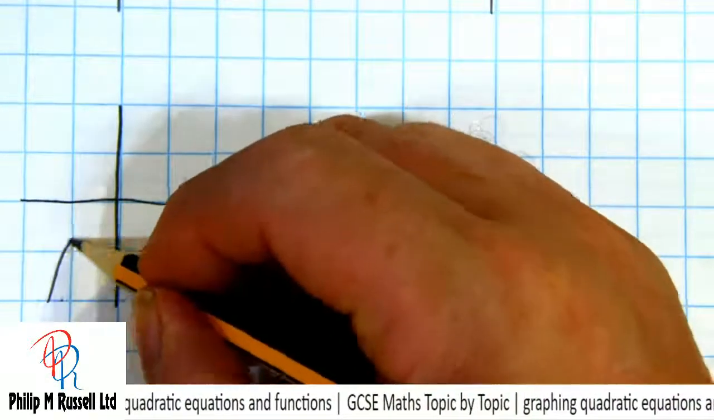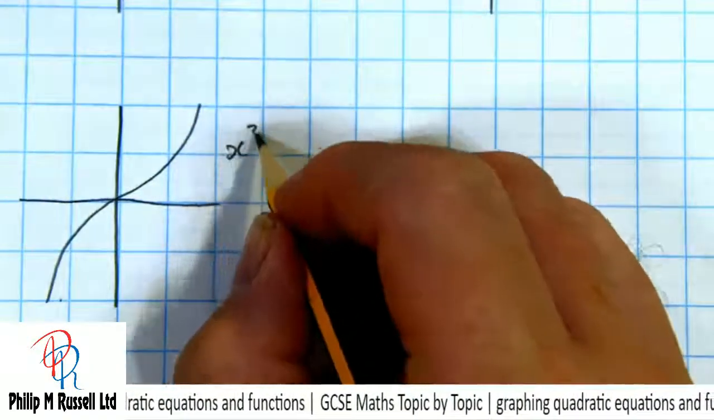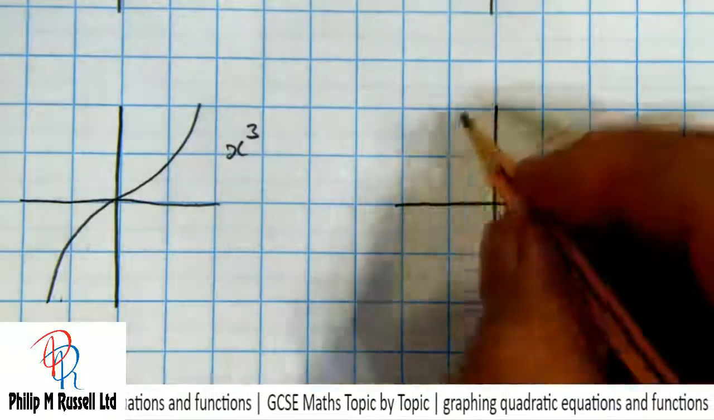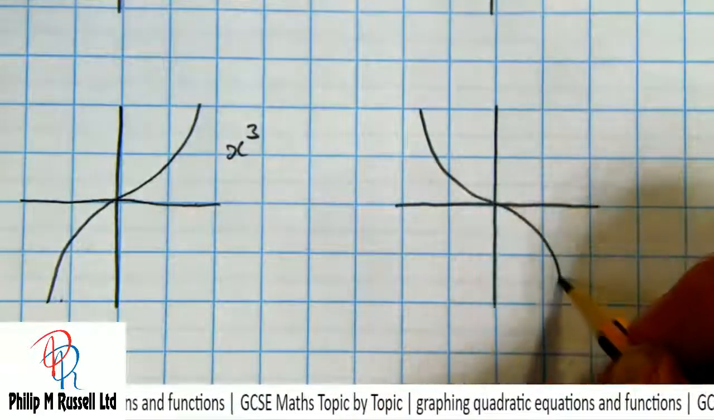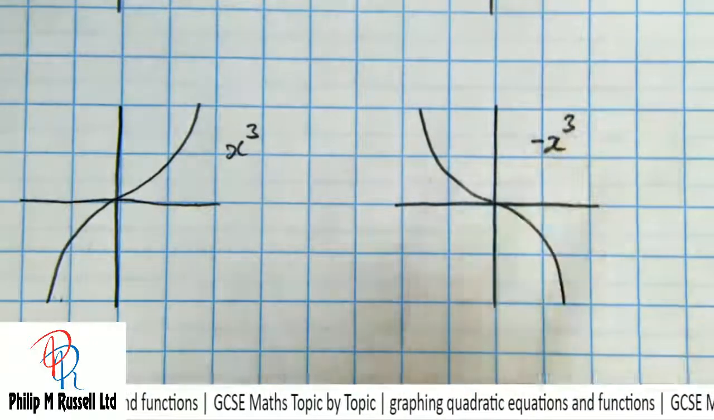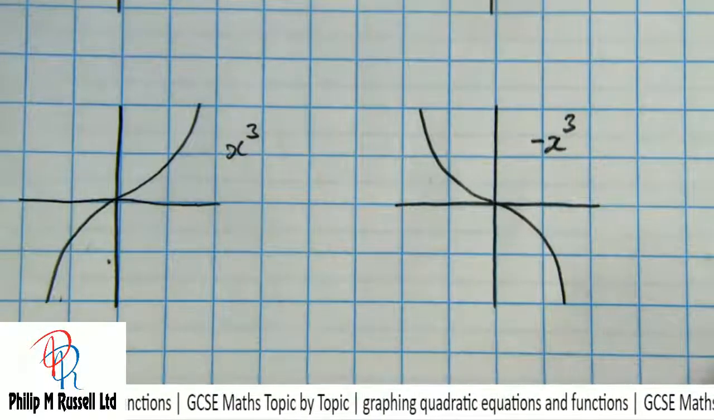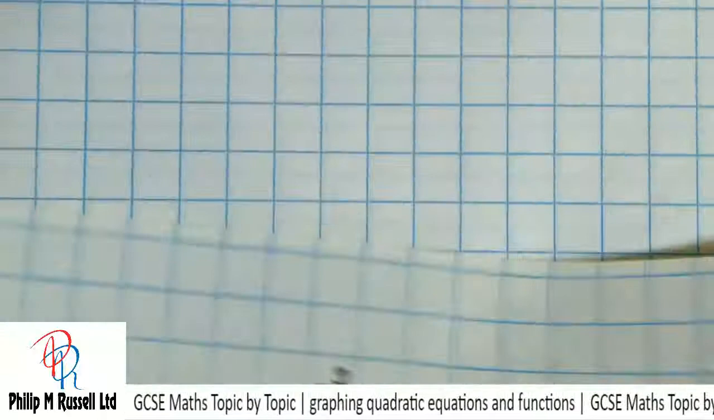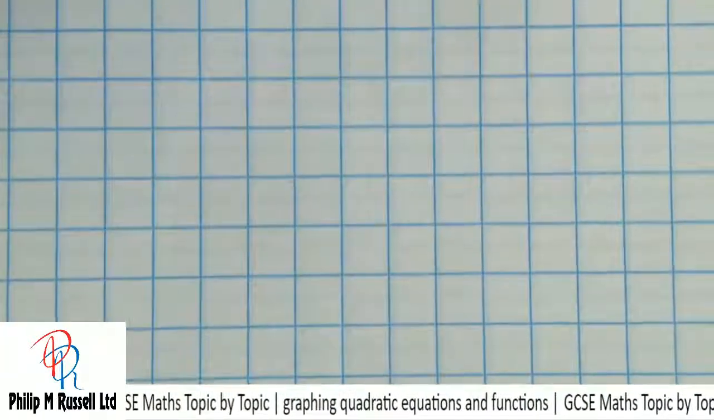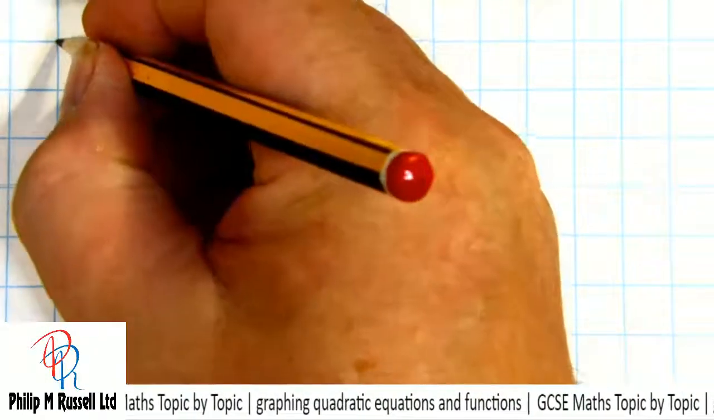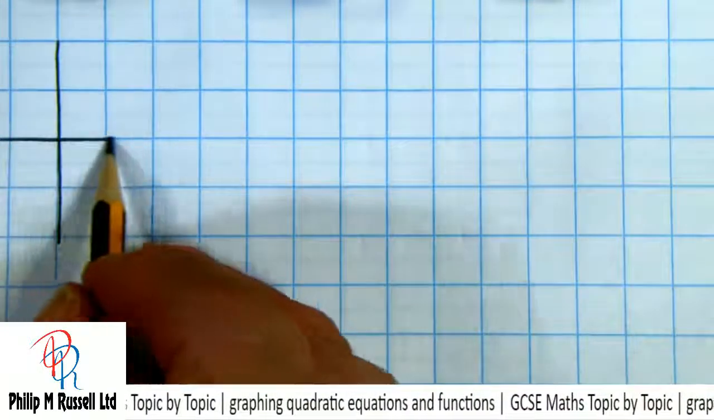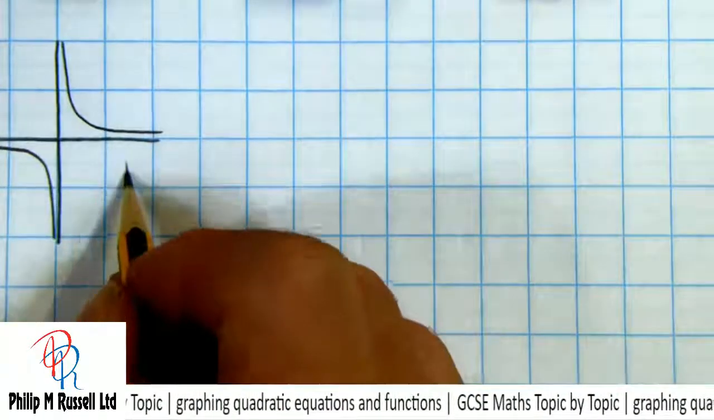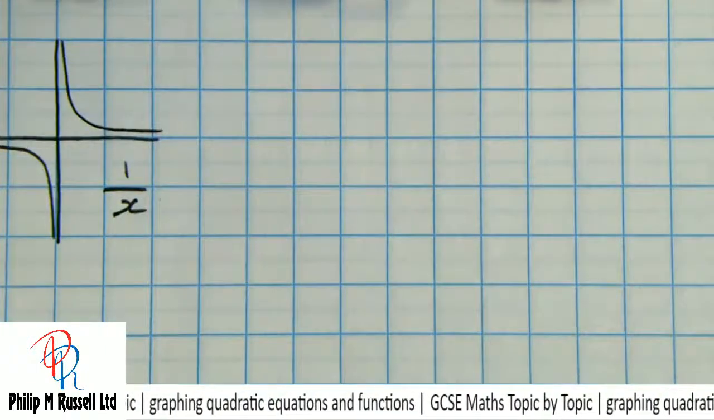Here is our graph of x cubed, but it's got a relative, and this graph is going to be the graph of minus x cubed, going the other way. You need to know all of these graphs and just be able to sketch them as I'm doing. We've got another graph. This was this one over x graph, the so-called reciprocal graph.